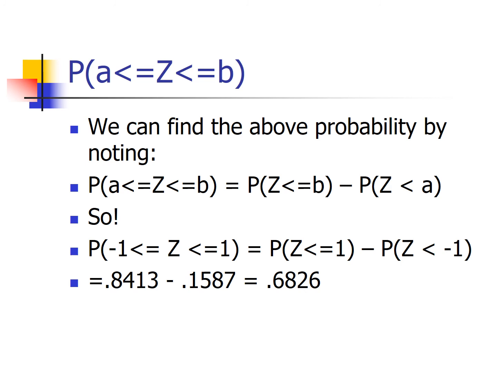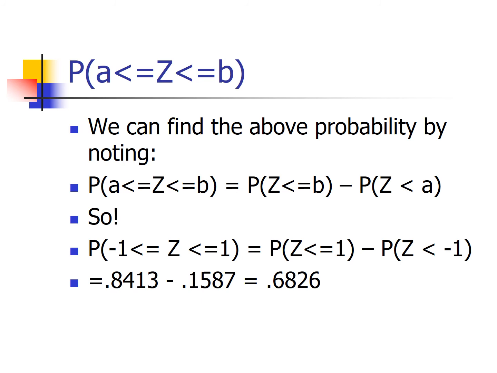That the probability that z is between a and b is the probability z is less than or equal to the larger value b minus the probability z is less than the smaller value a. If that doesn't make sense to you, come talk to me or come talk to one of our graduate assistants. We can draw you some pictures and show you why that is.